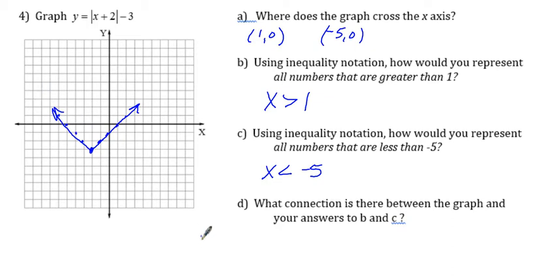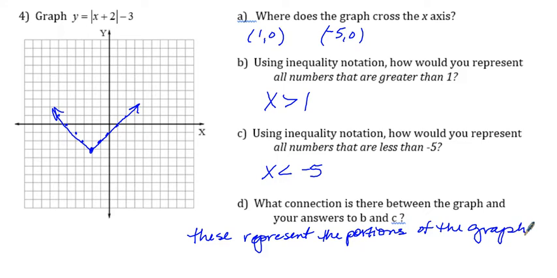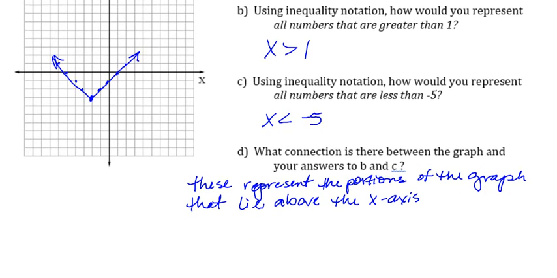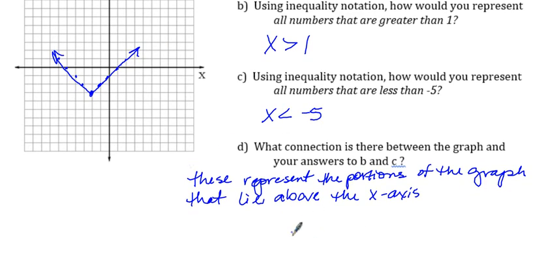Hopefully you thought in your head, well, that's basically the portions of the graph above the x-axis, right? These represent the portions of the graph that lie above the x-axis. Remember how we can write this? They kind of go off in two different directions. When x is less than negative 5 or x is greater than 1, you've got a graph above the x-axis.